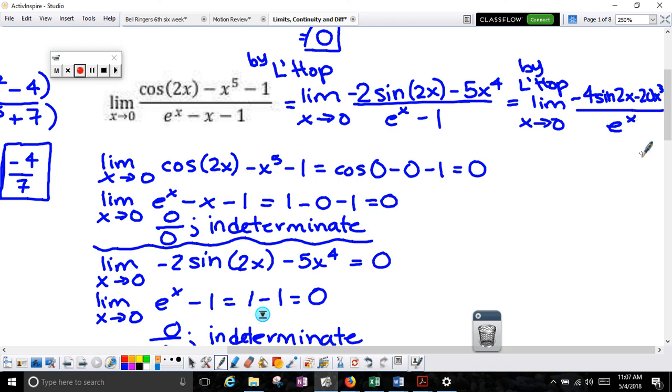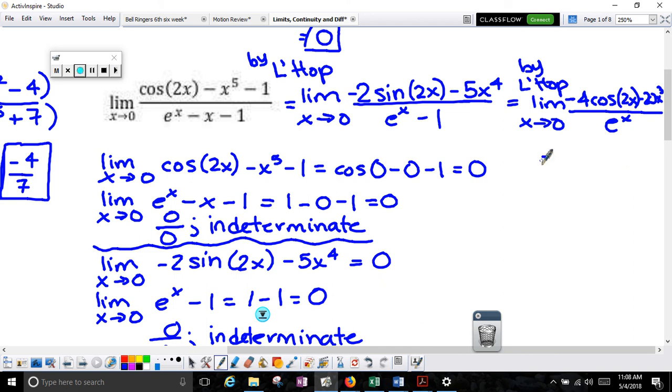Oh, and when I took my derivative of the numerator, I put the wrong expression. Let's go ahead and do that again. Okay, so in the numerator, I'm going to have -4 cosine 2x, that sounds better, minus 20x cubed. Sorry, I'm running out of room a little bit there. And then I have e to the x in the denominator.